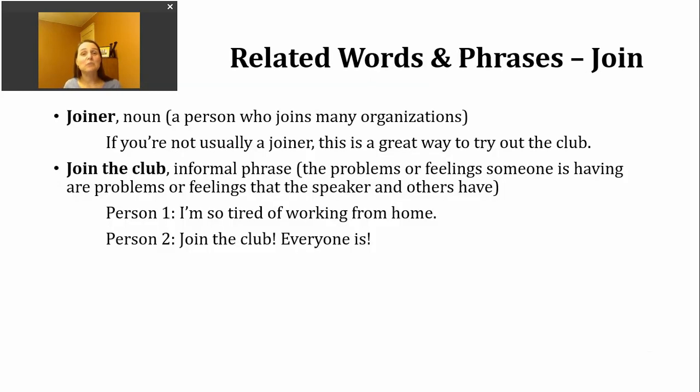Let's take a look now at some related words and phrases for our verb join. The first word we're going to look at is joiner. In the United States, this noun means a person who joins many organizations. So we think of this as someone who's really active and very engaged. So let's look at an example of that in a sentence. If you're not usually a joiner, this is a great way to try out the club. So this might be a pitch to try and attract new members to a particular organization.